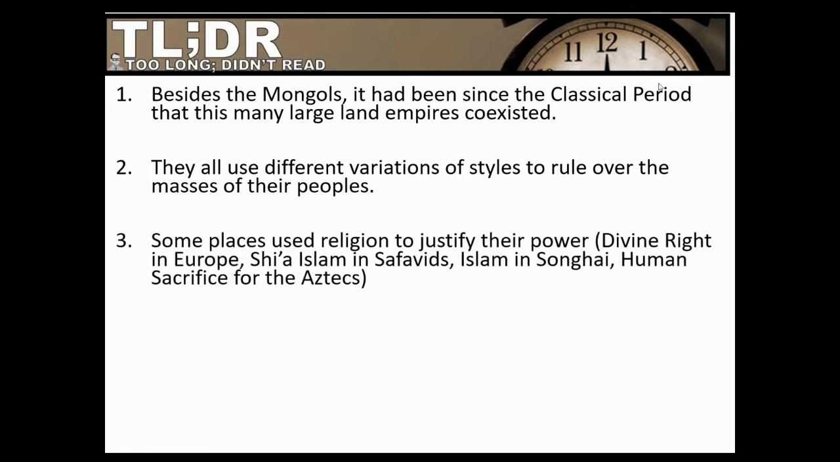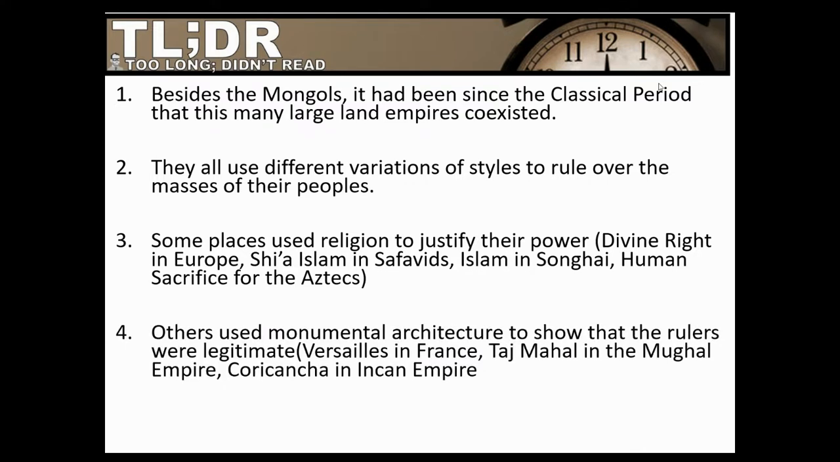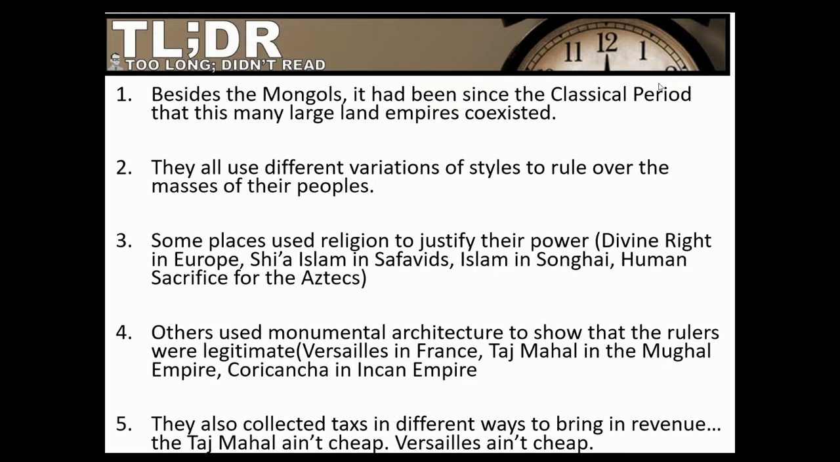Some use religion to justify their power, like we saw the divine right in Europe, Shia Islam and the Safavids, Islam and the Songhai, or human sacrifice with the Aztecs. But others used architecture to show that the rulers were legitimate. So you saw the Palace of Versailles in France, the Taj Mahal in the Mughal Empire, or you'd have the Coricancha in the Inca Empire. And they also collected taxes in different ways to bring in revenue, like the Taj Mahal. It ain't cheap, and the Palace of Versailles definitely ain't cheap right here.